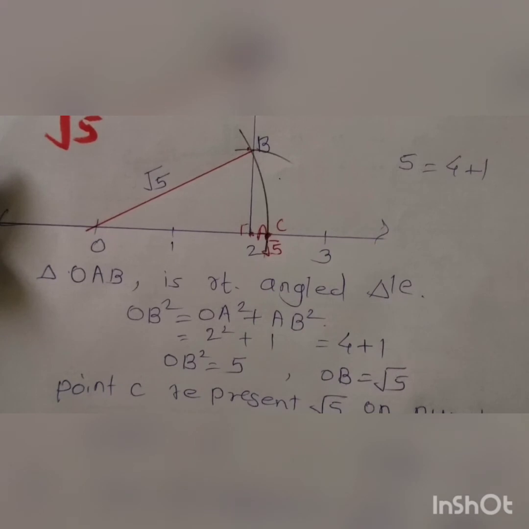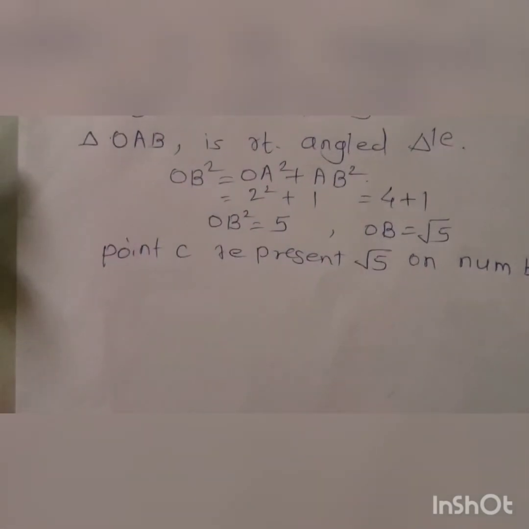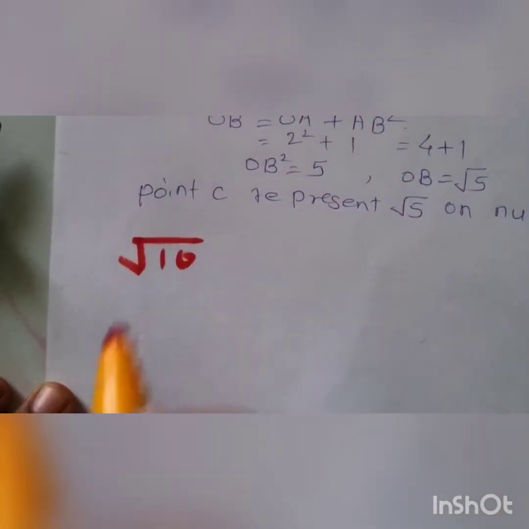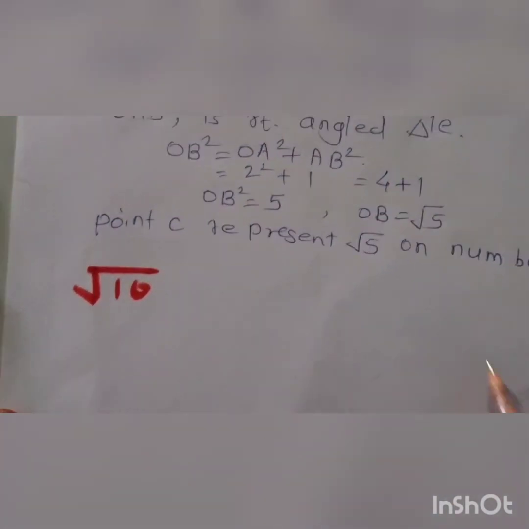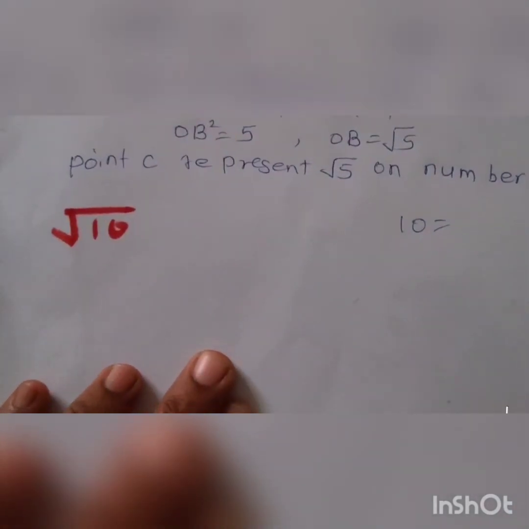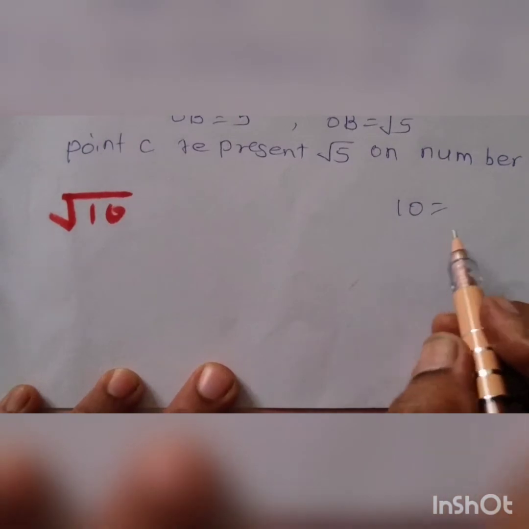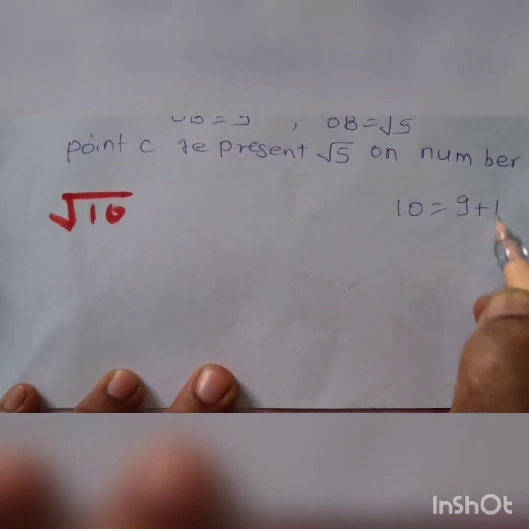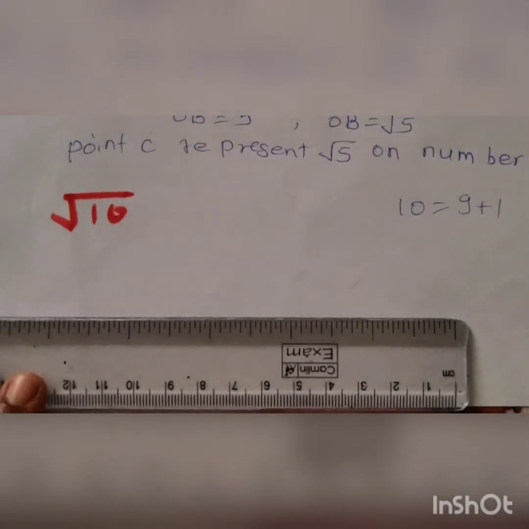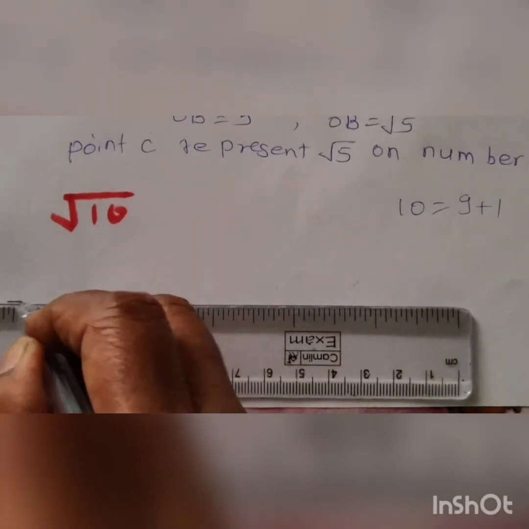Now we have to show root 10 on number line. See carefully how to represent root 10. This 10 can be split up as 9 plus 1. 10 means 9 plus 1, and that 9 is the square of 3. Means we have to draw the perpendicular on point 3.